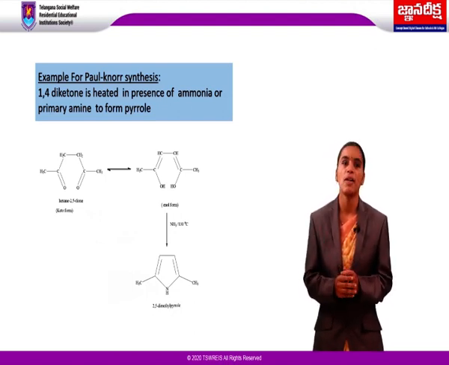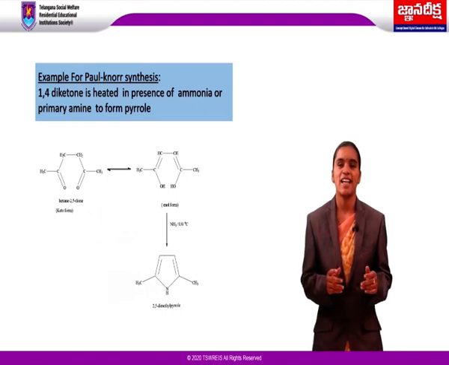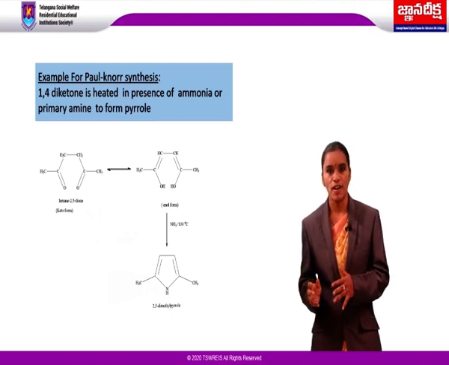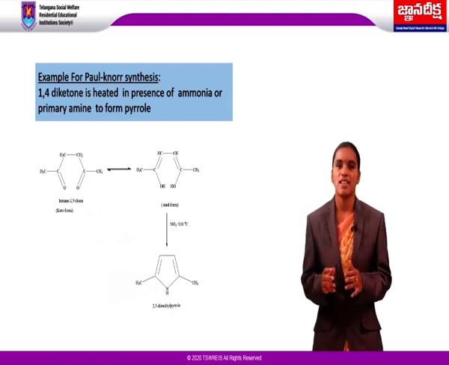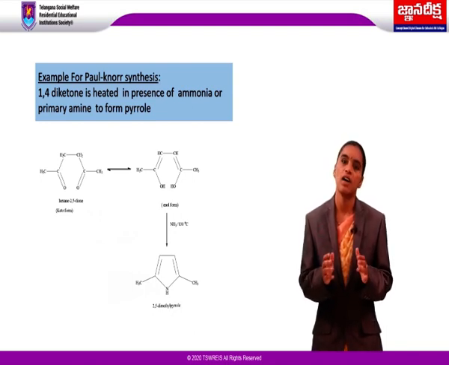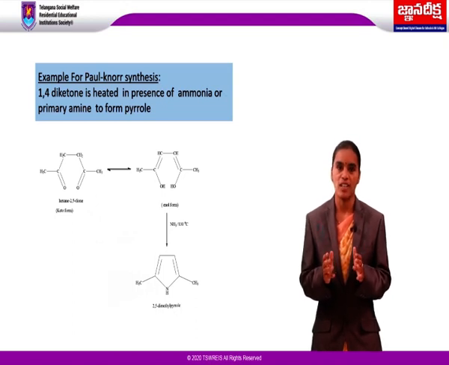Let's see one example. If we take 2 methyl groups in the place of R groups, then that is hexane 2,5 dione. First, this is converted into enol form. This enol form cyclizes with ammonia and will form 2,5 dimethyl pyrrole. This is the precursor in many organic reactions. For example, preparation of an artificial porphyrin ring. In this reaction, this 2,5 dimethyl pyrrole is the precursor.